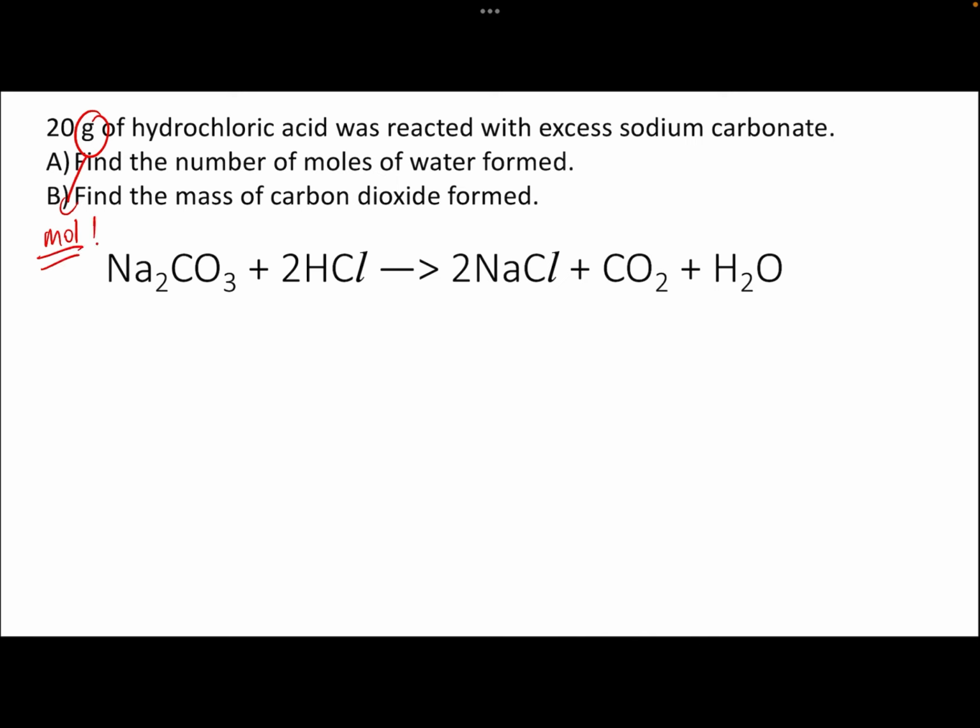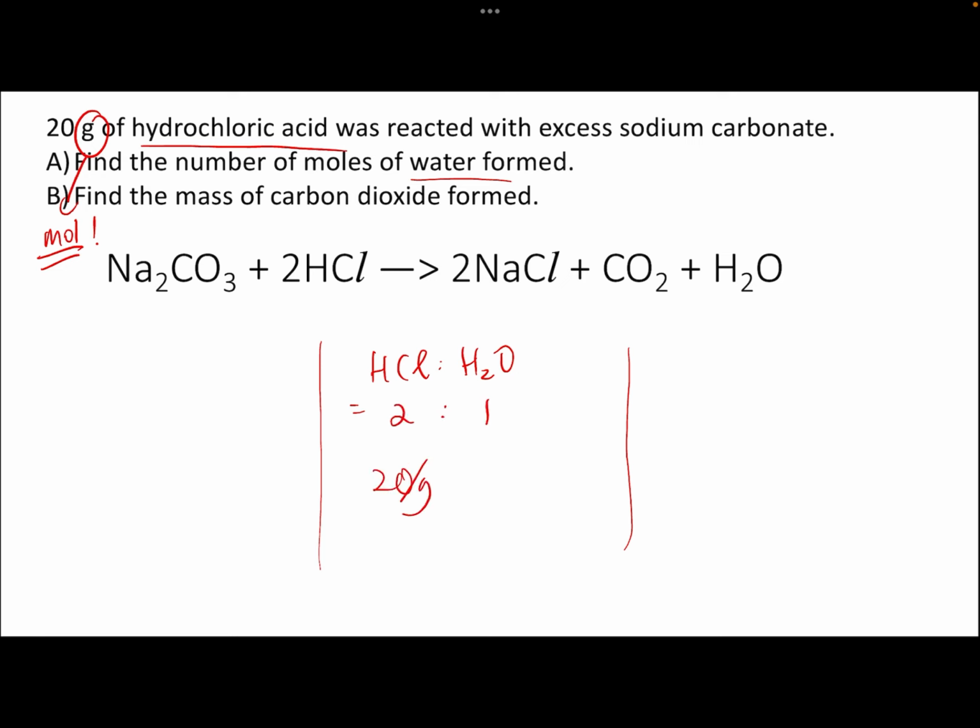Okay, tell yourself, mass, grams is useless. In mole concept questions, you always need to calculate in moles, so I need to convert grams into moles. So once again, you always start the ratio in the middle. So HCl and water, right? So HCl is to water. This is 2:1.